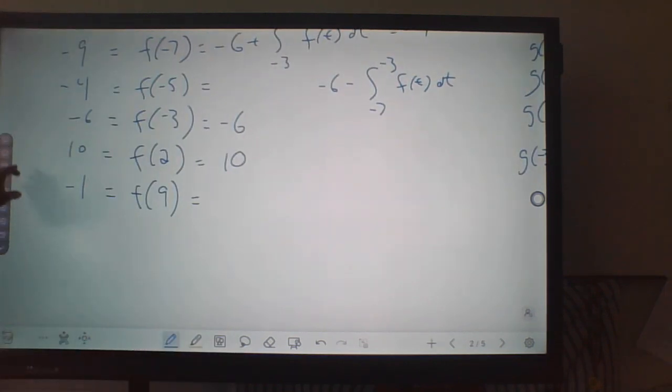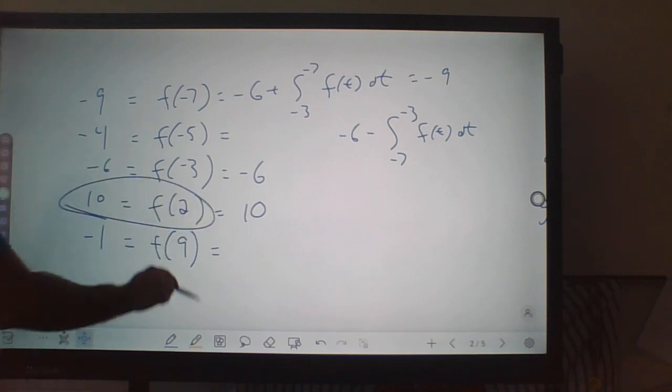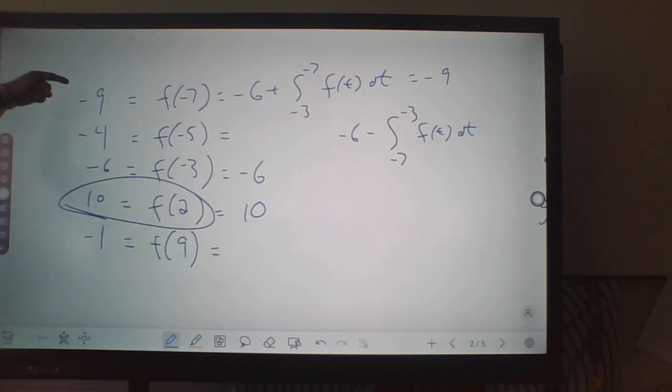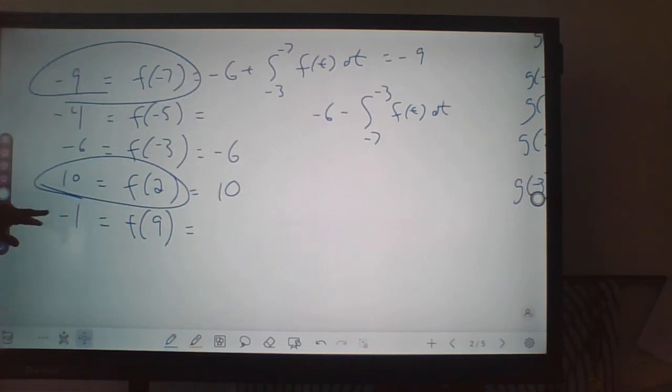So my absolute maximum here, the biggest number I see is right here, f of 2 equals 10. The lowest number I see is here, f of -7 is -9. So my absolute max is 10.